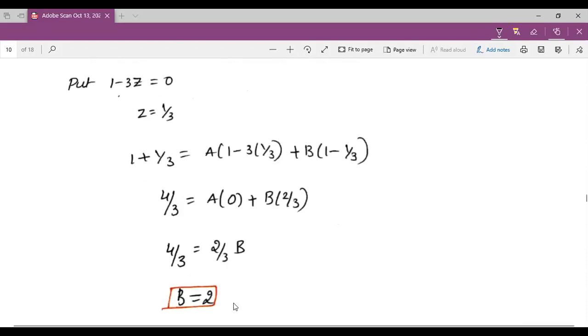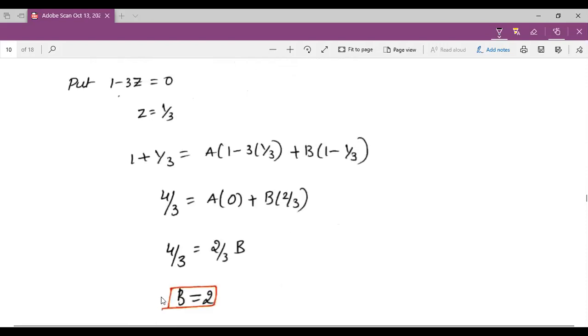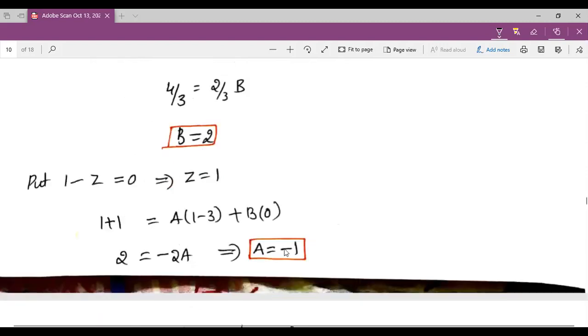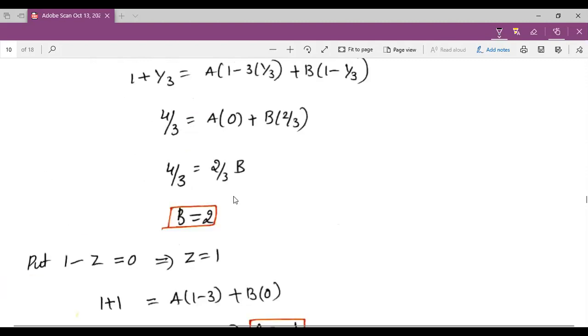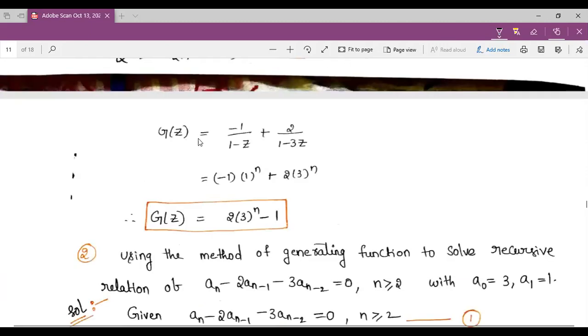So b value 2. So similarly, we put 1 minus z is equal to 0, z is equal to 1. So substitute z value in that equation, we get a value that is equal to minus 1. Okay. So here b value is 2 and a value is equal to minus 1. We substitute a and b value in this equation 3. G of z is equal to a by 1 minus z, means minus 1 by 1 minus z plus 2 by 1 minus 3z. So this is the closed form of generating function.